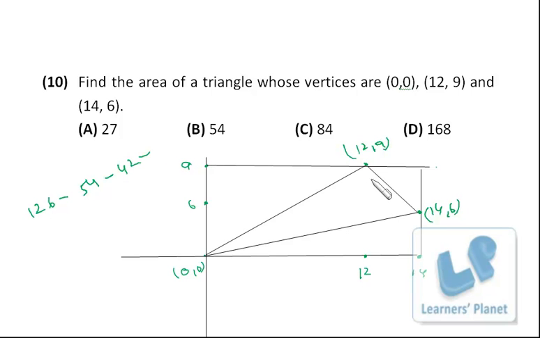Similarly, we can deduct the area of this triangle. From here to here the length is 12 to 14, that's 2, and 6 to 9, this is 3, right? So 2 into 3 by 2, so that is 3. Easily we can find out the area of this triangle. So from this entire rectangle we deducted this, this and this, so the remaining is the area of the triangle. So 54 plus 42 plus 3 is 99, and 126 minus 99, that is 27, will be the area of this triangle, right? Pretty simple. I hope you are clear.